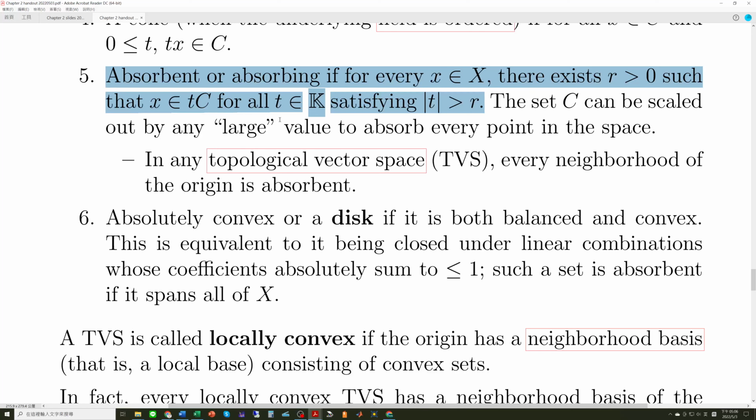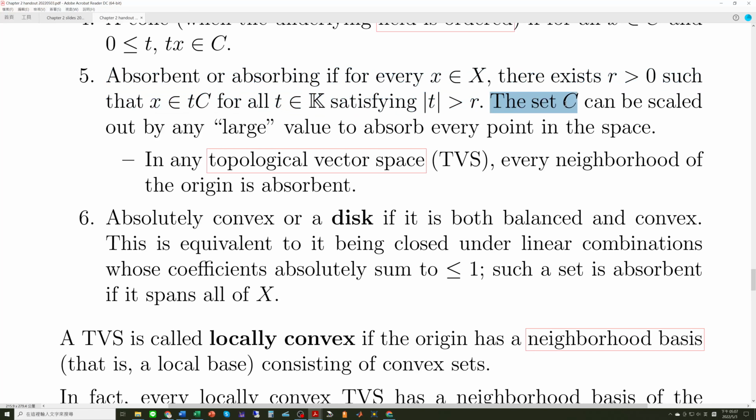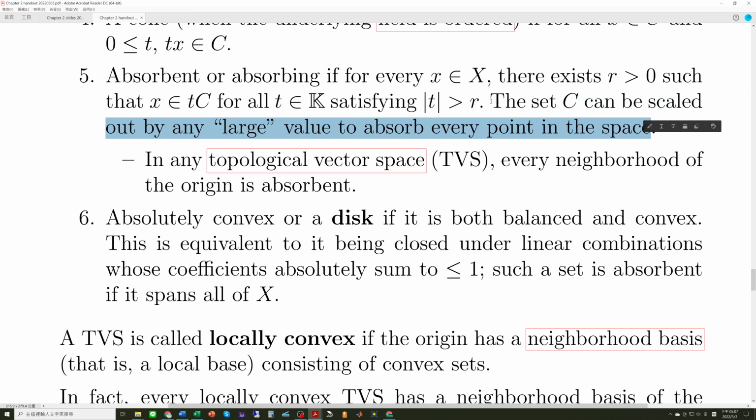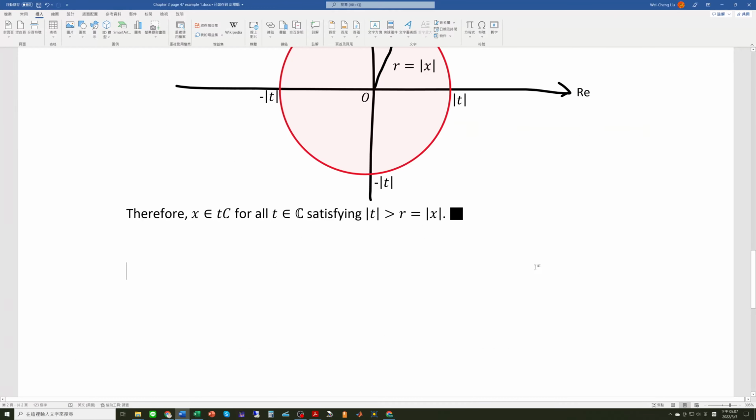So we have given an example to explain what is the meaning of this sentence. I think you should be more clear now. The set C can be scaled out by any large value to absorb every point in the space. What does this mean? Let us go back to the example.